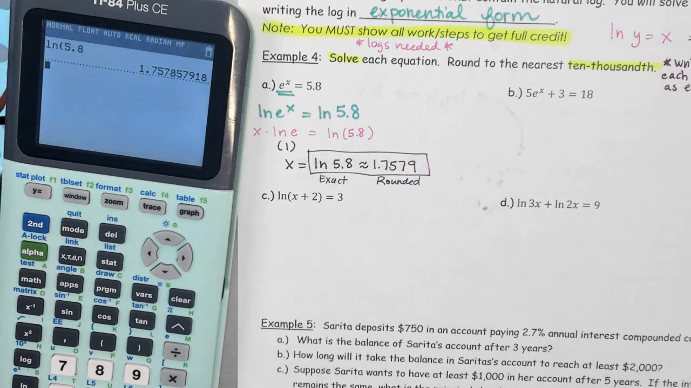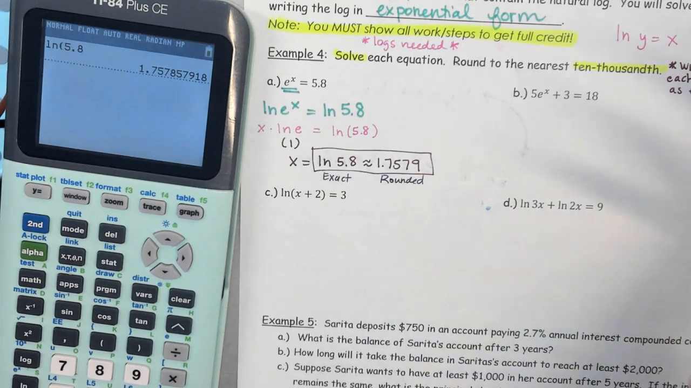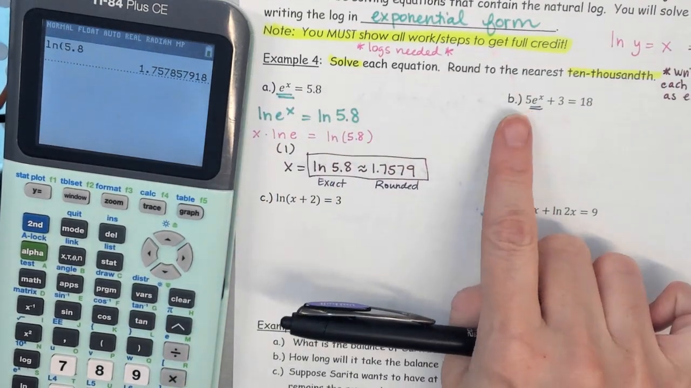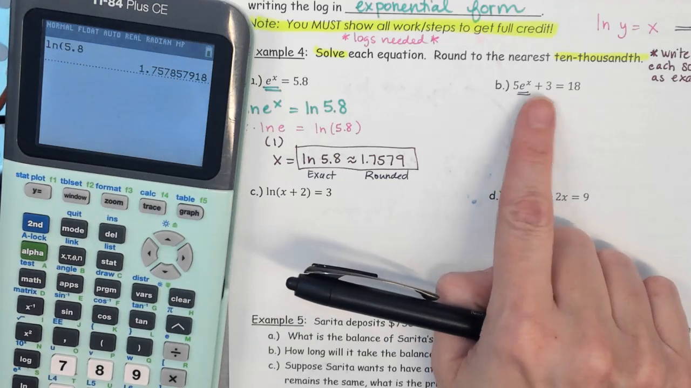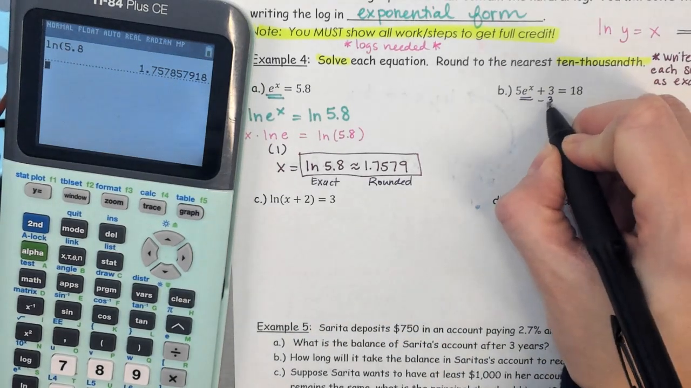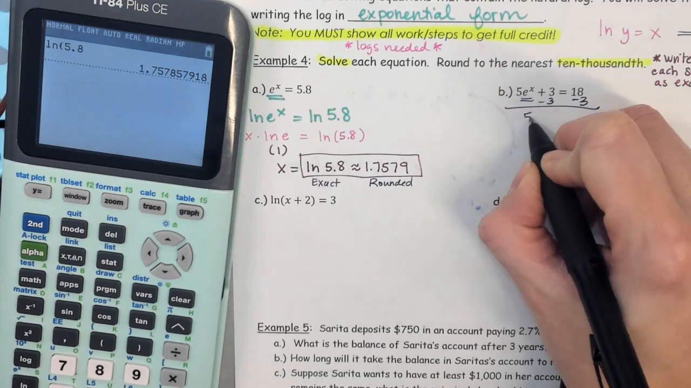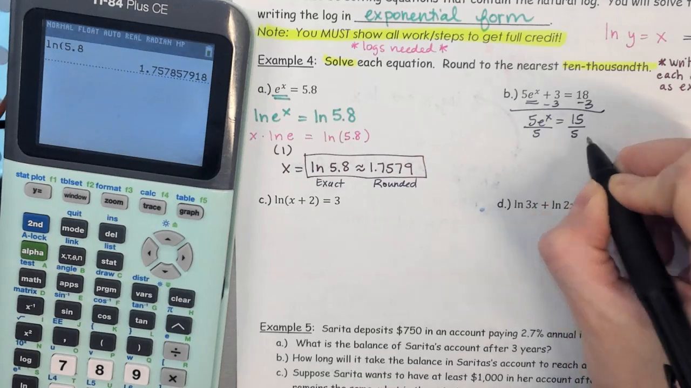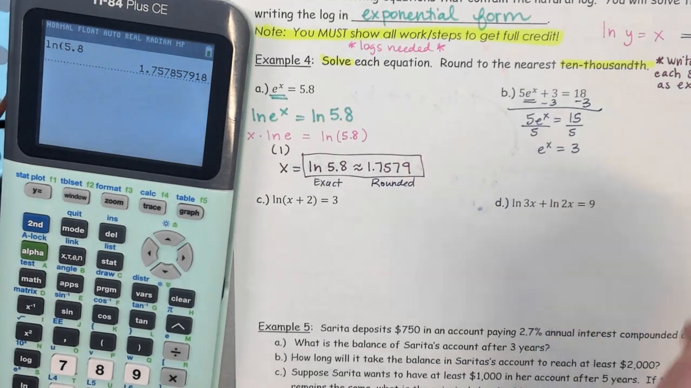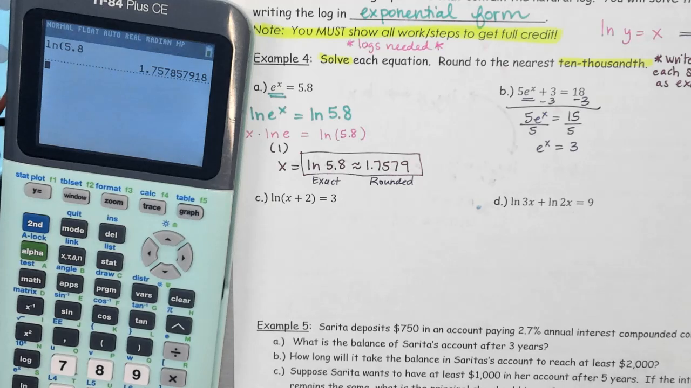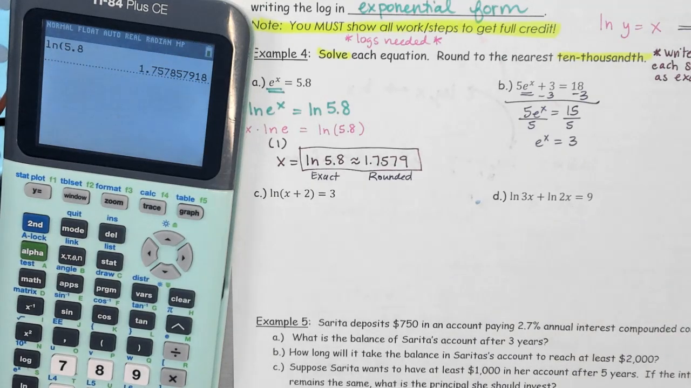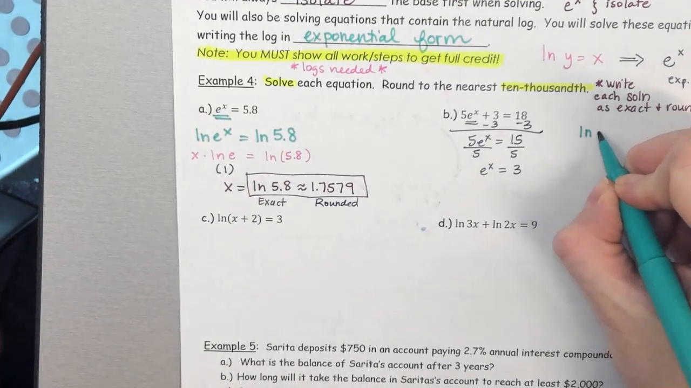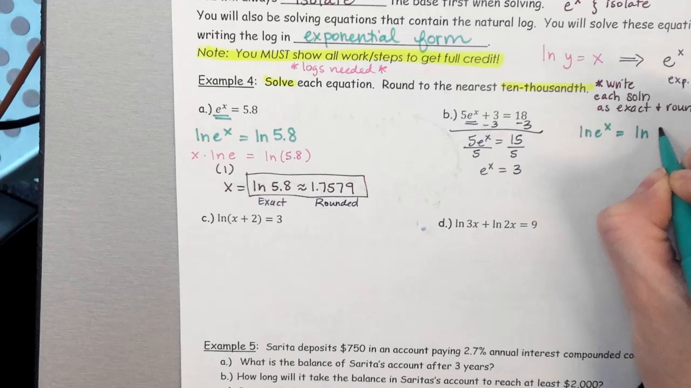Okay, and then for B, again, you have this e to the x here, but it was already isolated in A. We're going to have to isolate it in B, which means we're going to have to move these numbers over. So we'll start by subtracting 3 from both sides. Dividing by 5. And then once you have that isolated, you can take the natural log of both sides. So you do need to write out that step that you're taking the natural log.